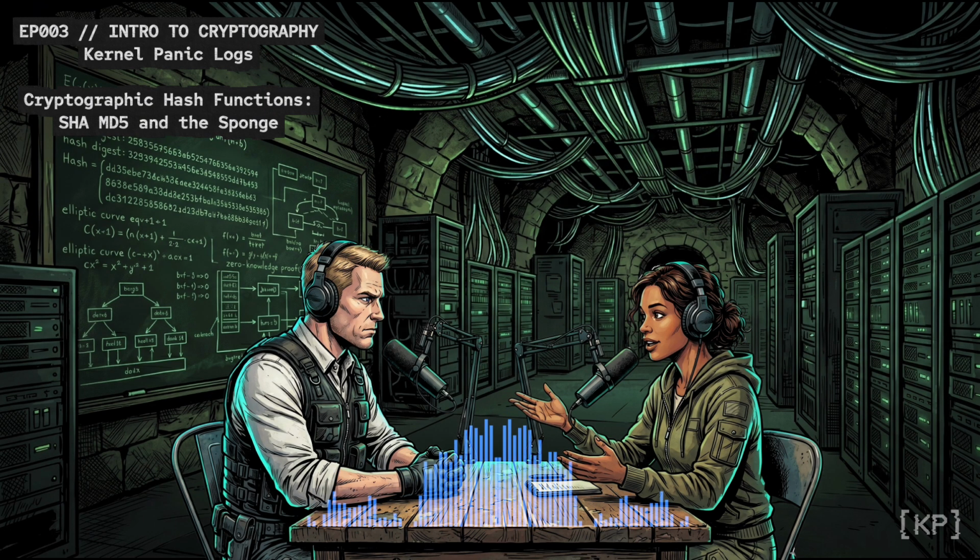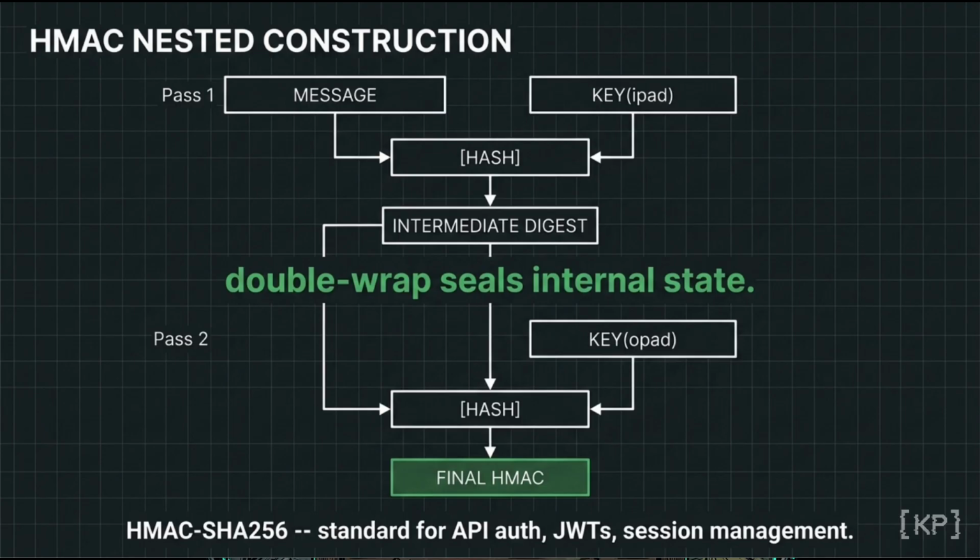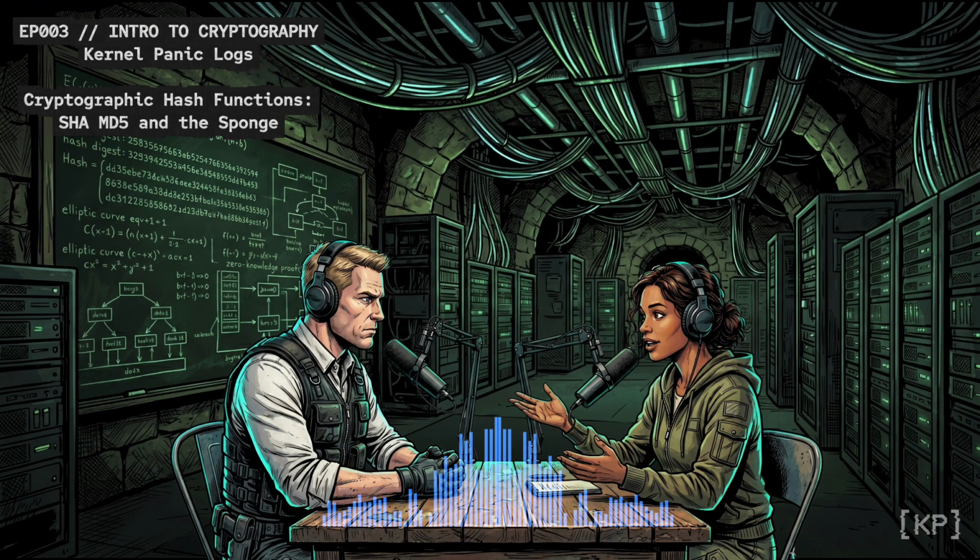To safely combine a secret key with a hash function, the industry relies on a standardized construction called HMAC, or Hash-Based Message Authentication Code. HMAC bypasses the structural weaknesses of Merkle-Damgard by using a clever system of nested hashing. Nested hashing? Right. It takes the shared secret key and mathematically mixes it with two different padding schemes, an inner pad called IPAD and an outer pad called OPAD. Let's walk through the mechanics of that nested process. How does it actually work?